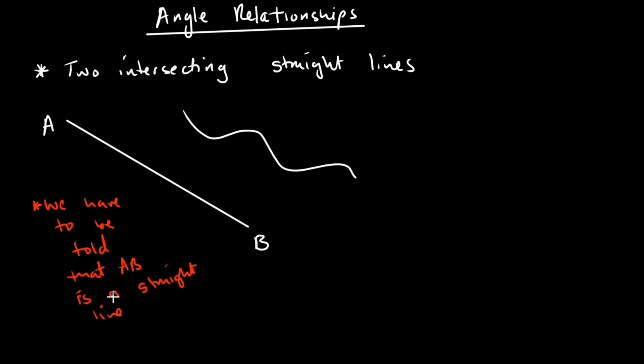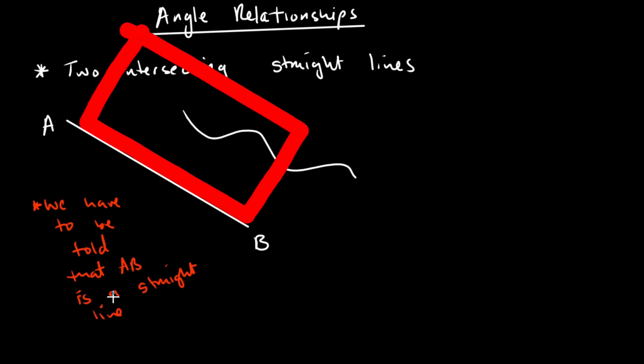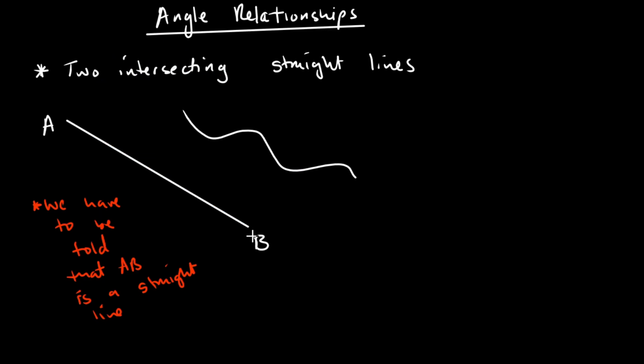For example, when you are told that this shape is a rectangle, and you know that the side of a rectangle is a straight line, then you know that if AB is the side of a rectangle, it's a straight line. Most of these things you will understand as we go with the lesson. But you don't have to assume that a line is straight. We have to be told, or be given information that will help us decide whether line AB is a straight line or not.